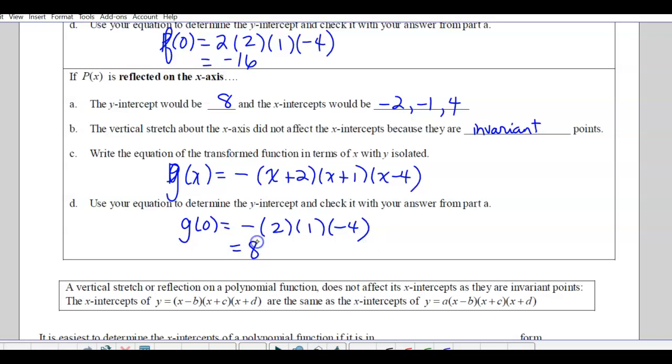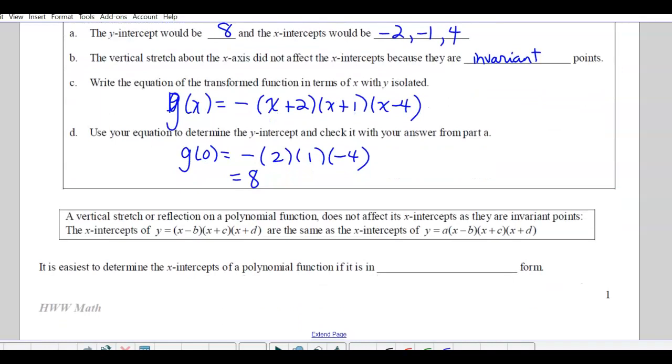Which is +8, which is what we thought we did. It was good enough, right? So the algebra confirmed it. So a vertical stretch or reflection on a polynomial function does not affect its x-intercepts as they are invariant points.